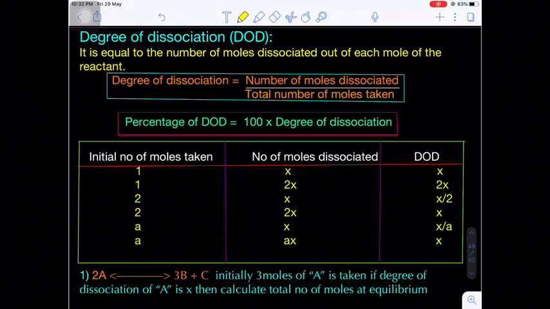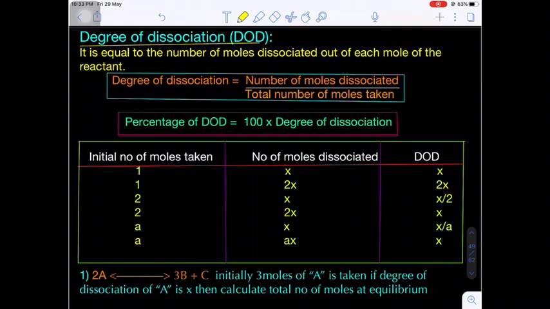Hello students, today we are going to start a very important topic in chemical equilibrium, that is the degree of dissociation. In short notation, it is also known as DOD, degree of dissociation. It is a very important concept even in ionic equilibrium also. Most students have a lot of confusion when they are dealing with the degree of dissociation in problems. Now we will see what the degree of dissociation is, and how to solve numericals when the degree of dissociation data is given.